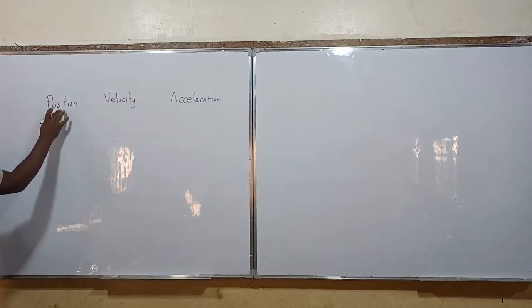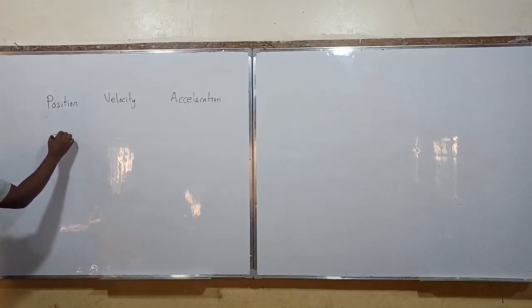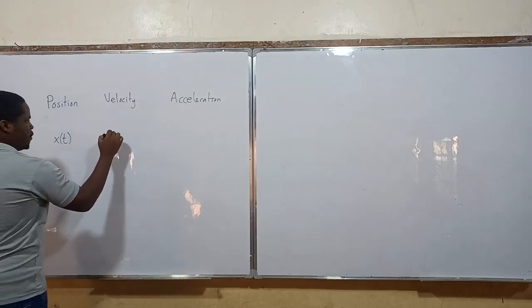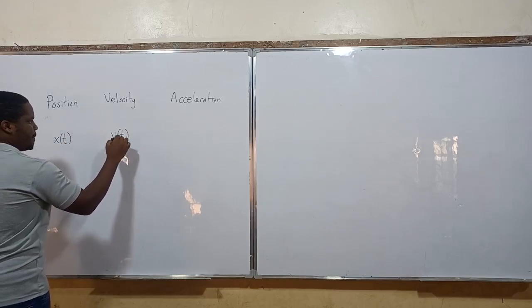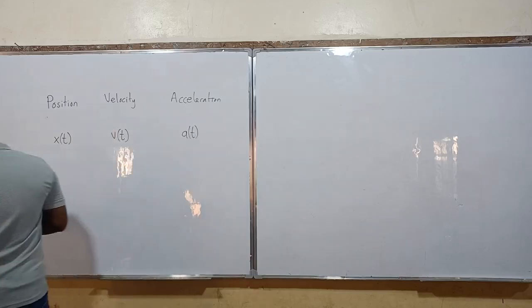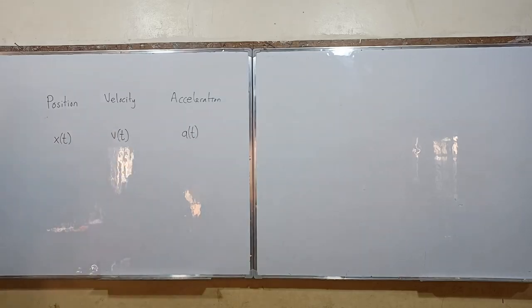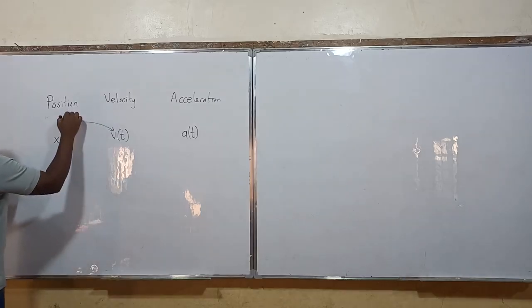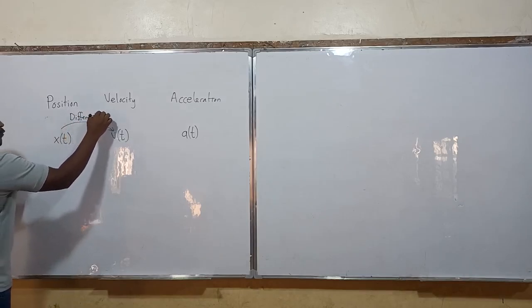Remember, position is the same as displacement. So position with respect to time, velocity with respect to time, acceleration with respect to time. These are the three functions we're looking at. Then we said that if we want to find an expression for velocity, if you have position, we differentiate. Calculus.